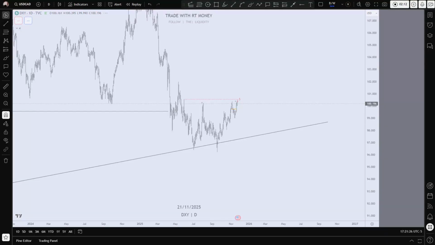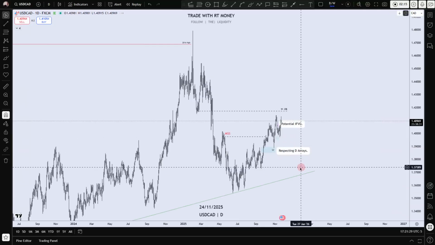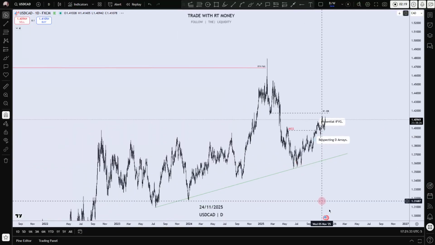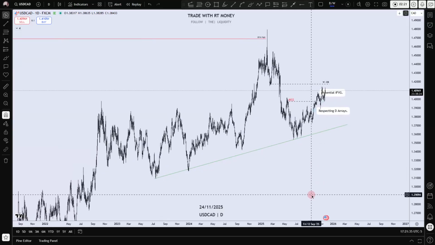So, bear that in mind when you're looking at the US dollar CAD. All right, we're going to it right now. All right, the US dollar CAD. The CAD is weak against the US dollar, weaker against the US dollar.